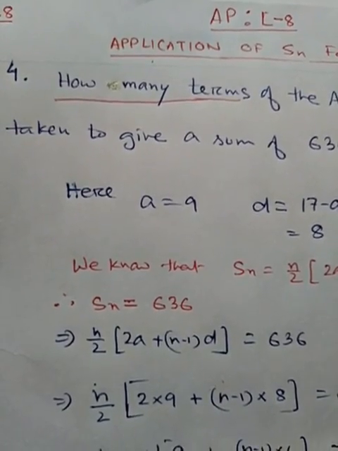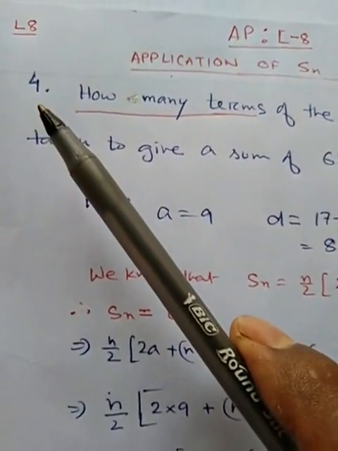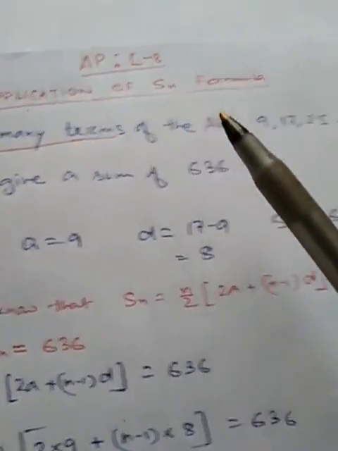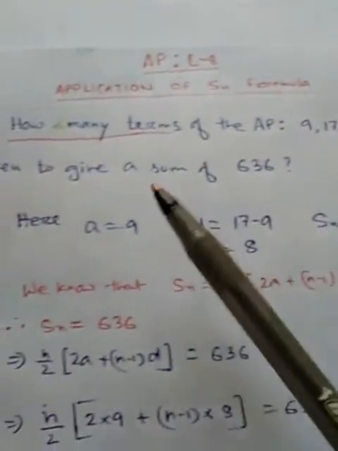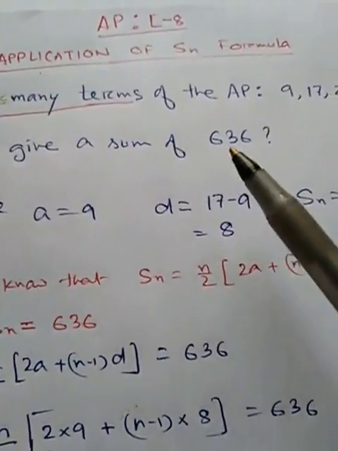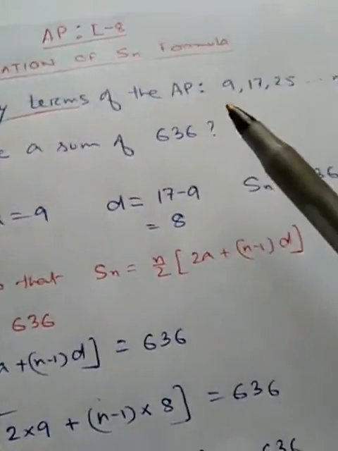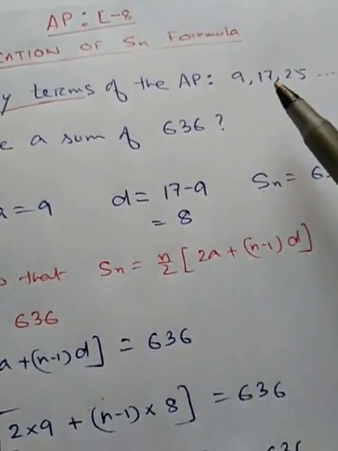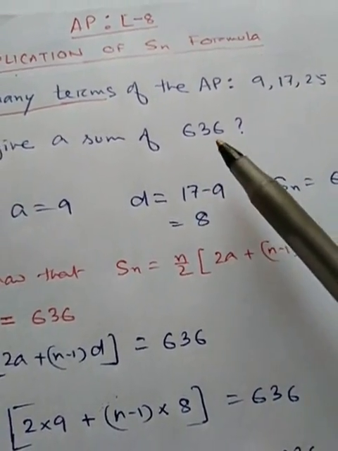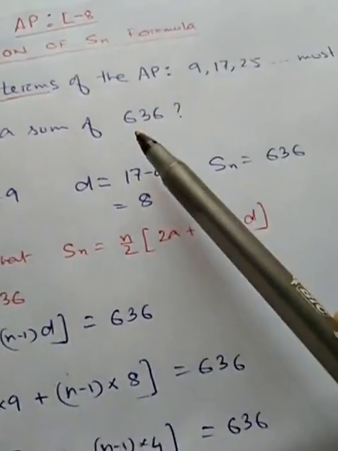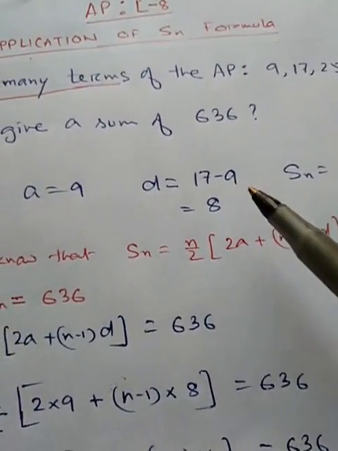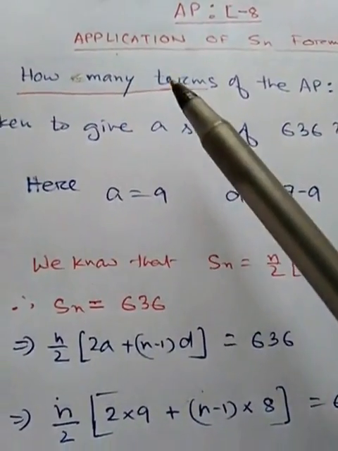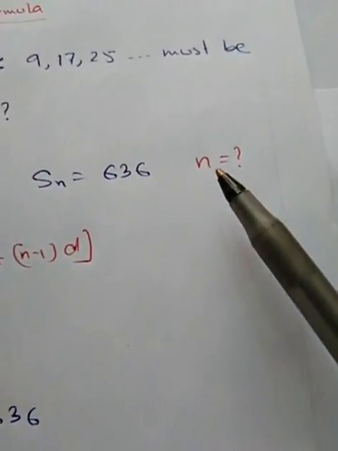So let us take some examples. This is one question from NCERT exercise 5.3, question number 4. How many terms of the AP must be taken to give the sum of 636? Here the AP is given, so a is 9, d we can find, which is 17 minus 9, and Sn is 636. Using this information we have to find the number of terms, that means the value of n.